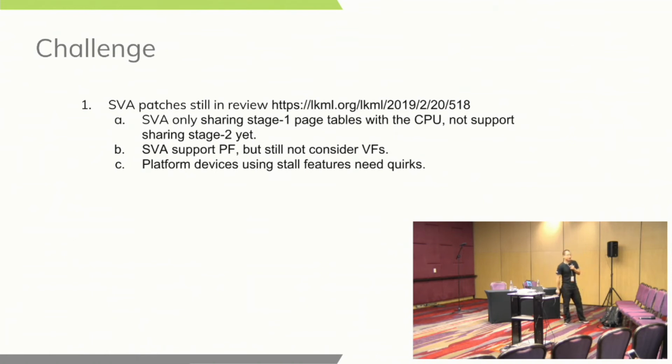Currently, there are some challenges. The biggest challenge is the gene patch. The gene patch, in fact, has been in process a long time. There was some discussion. It's not an easy task. He's working on it now, and he needs some help. And also, the SVA only shares stage 1, and it does not support stage 2 now. Also, for the SVA feature, I just found it supports PF and does not consider VF.